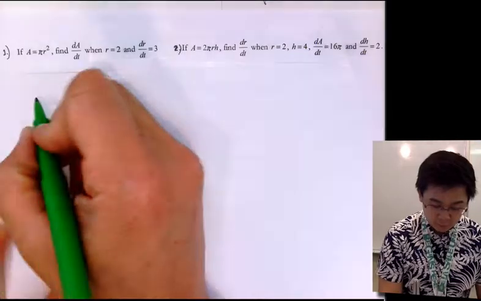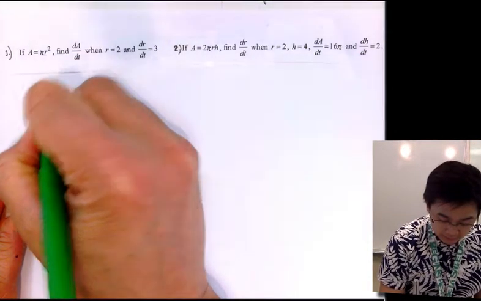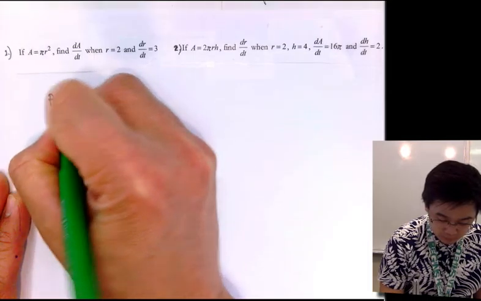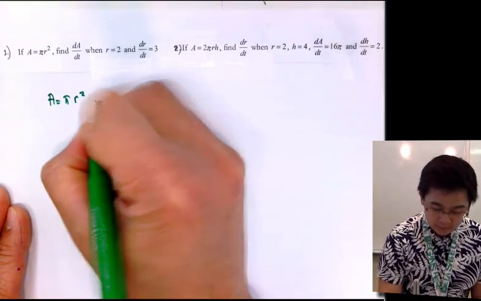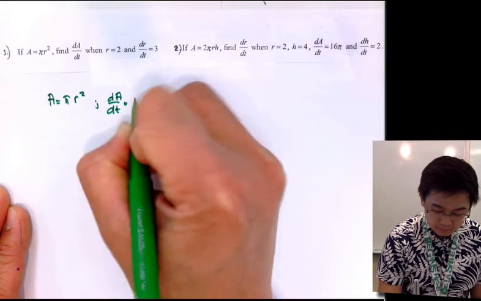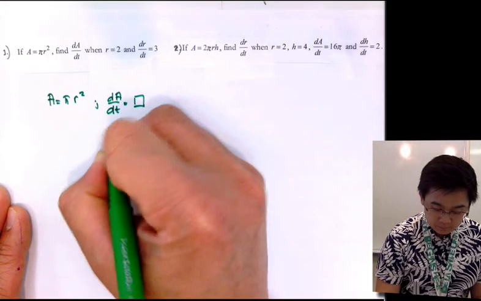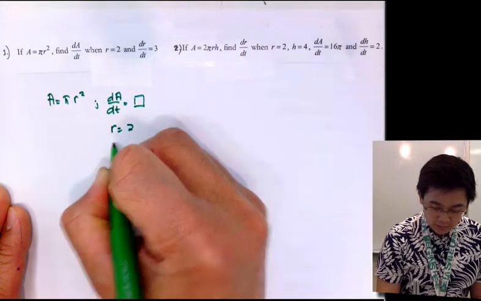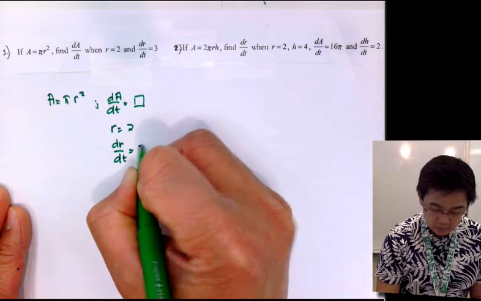We have the formula for area of the circle. So we have A equals pi r squared, and we're going to find dA over dt, and we are given the value of r, which is 2, and also dr over dt, which is 3.